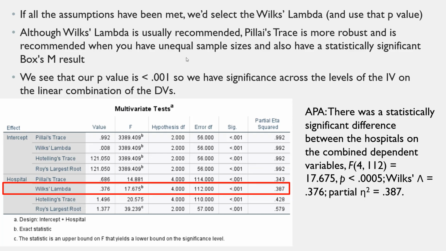If all the assumptions have been met, we'd select the Wilks' lambda and use that p-value. Although Wilks' lambda is usually recommended, Pillai's trace is more robust and is recommended when you have unequal sample sizes and also have a statistically significant Box's M test result. We see that our p-value is less than 0.001, so we're going to use Wilks', where we see that we have 0.001, and so we report there was a statistically significant difference between the hospitals on the combined dependent variables, and we report it out. This upside-down b is a lambda in Greek. Partial eta squared, which we've asked for, is 0.387.